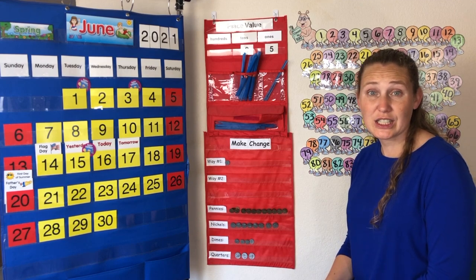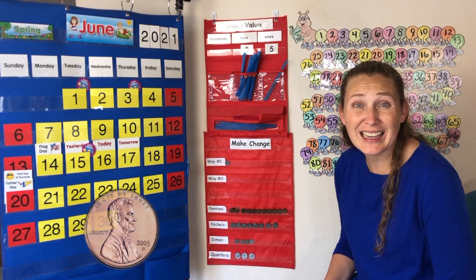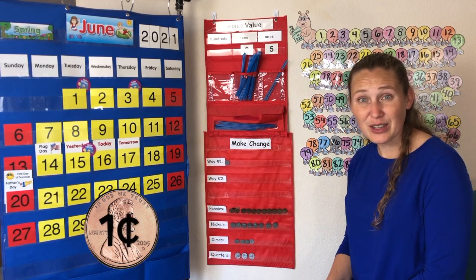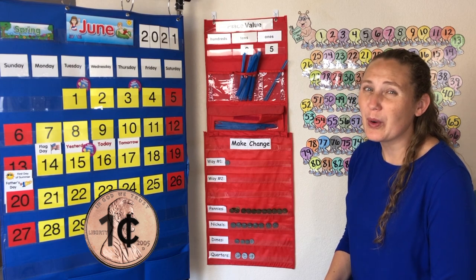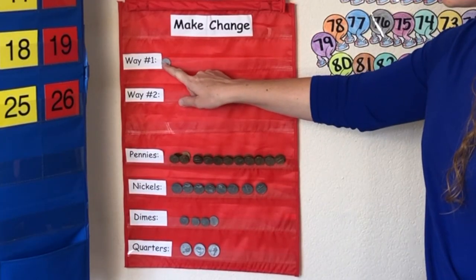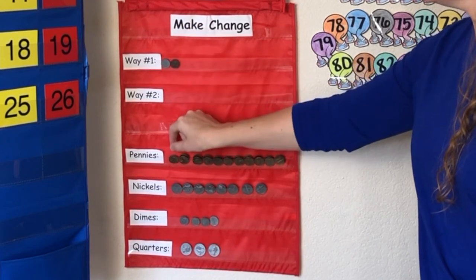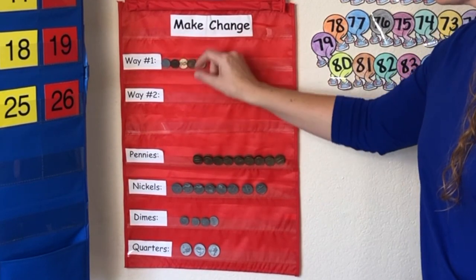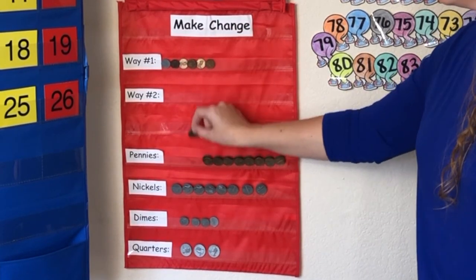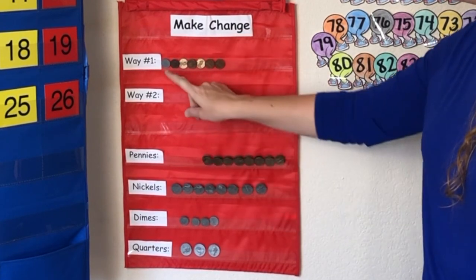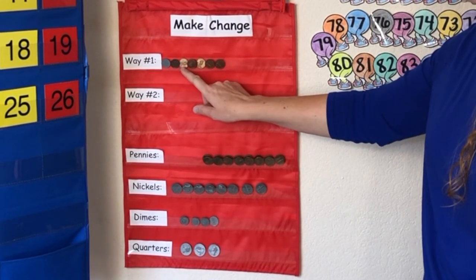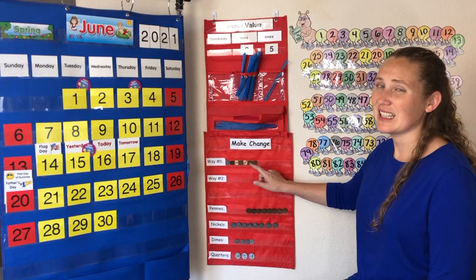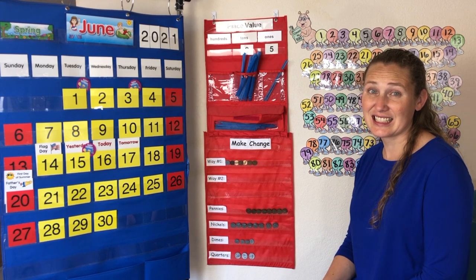Now what coin would you like to use? Pennies? Okay, pennies are worth 1 cent. Let's count up from 10 by ones. 10, 11, 12, 13, 14, 15, 16. 1 dime and 1, 2, 3, 4, 5, 6 pennies makes 16 cents.